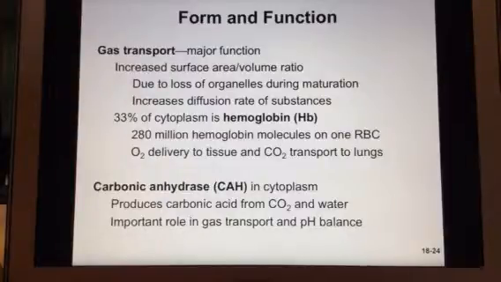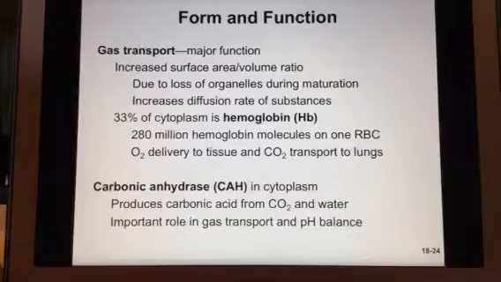Gas transport is the major function, and that helps us understand why a red blood cell needs an increased surface area to volume ratio. Back in A&P 1, you talked about that when the surface area is not large enough, then the cell struggles to be efficient in moving things across the membrane. Red blood cells are no different, so they do need a large surface area. It increases the diffusion rates of substances.